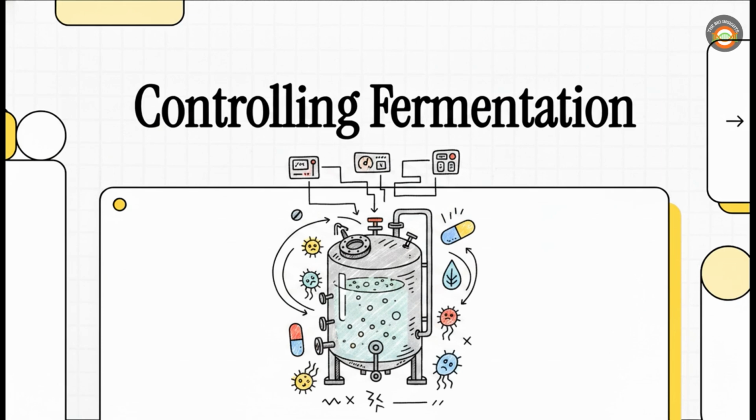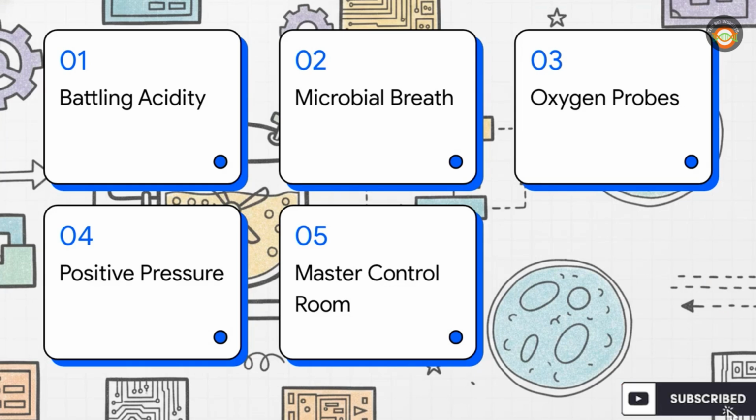But here's the catch. These workers are super fragile. They're constantly altering their own environment, and if we don't meticulously control their workspace, the whole factory crashes. So let's dive right in and see exactly how we keep this microscopic workforce alive and productive. To run this critical systems check, we're going to master 5 main control panels today. First, battling the acidity problem. Second, measuring microbial breath. Third, the dissolved oxygen probes. Fourth, the power of positive pressure. And finally, the master control room.